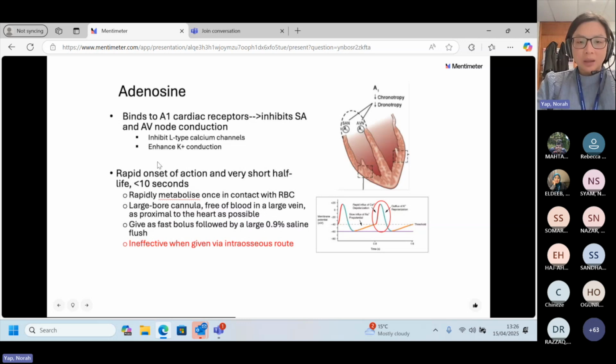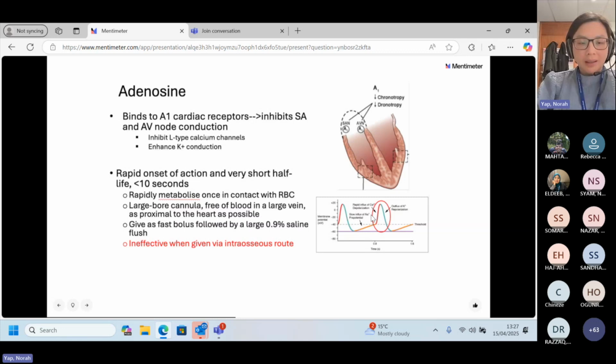The way adenosine works is that it binds to the A1 cardiac receptor, inhibits the calcium channel, and also enhances potassium conduction. So it alters the SA and AV node action potential and makes it a bit more refractory. This is how it terminates tachycardia in a reentrant circuit. Any circuit that involves the AV node is going to terminate, so it is going to be more effective.